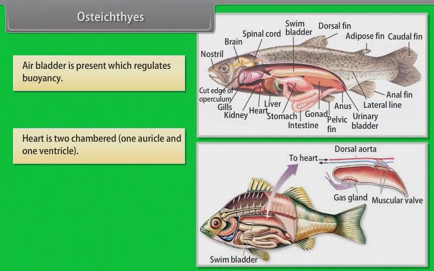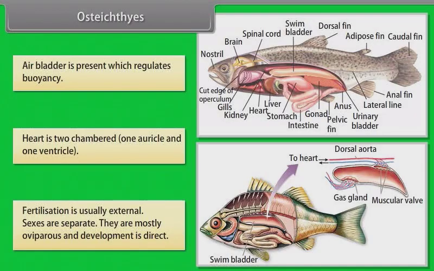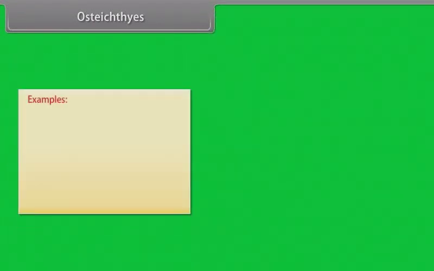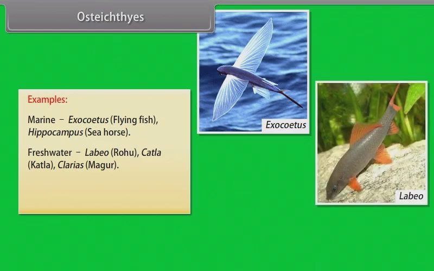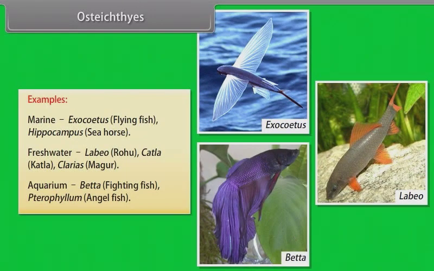Heart is two-chambered, one auricle and one ventricle. Fertilization is usually external. Sexes are separate. They are mostly oviparous and development is direct. Examples, marine: Exocoetus, flying fish, Hippocampus, seahorse; freshwater: Labeo, rohu, Catla, Clarias, magur; aquarium: Betta, fighting fish, Pterophyllum, angelfish.